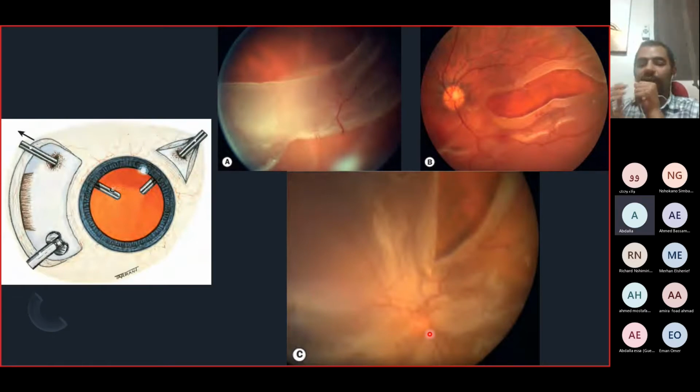Okay. Please, doctor, what is meant by sutureless buckle? By what, sorry? Sutureless scleral buckle.